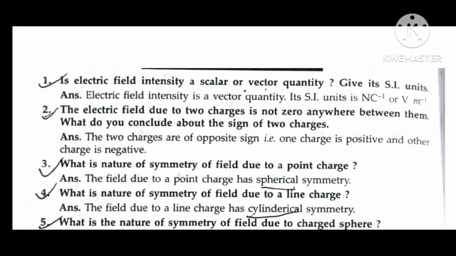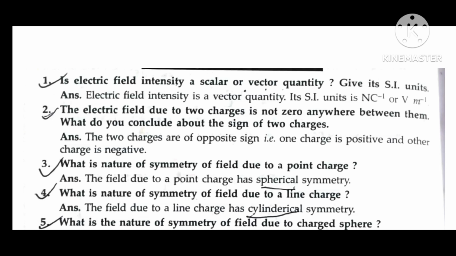Is electric field intensity a scalar or vector quantity? Give its SI unit. Electric field intensity is a vector quantity. Its SI unit is Newton per coulomb.